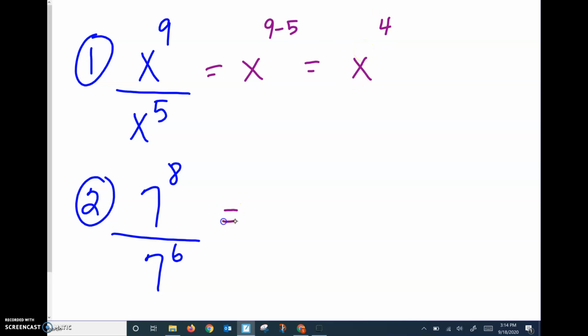All right, second problem. 7 and 7's our base, so keep the base, subtract the exponents. So we have 7 to the 2nd, and now you can actually do 7 to the 2nd. If you needed to, you could use your caret button or just 7 squared, or maybe you just remember that 7 squared is 49.